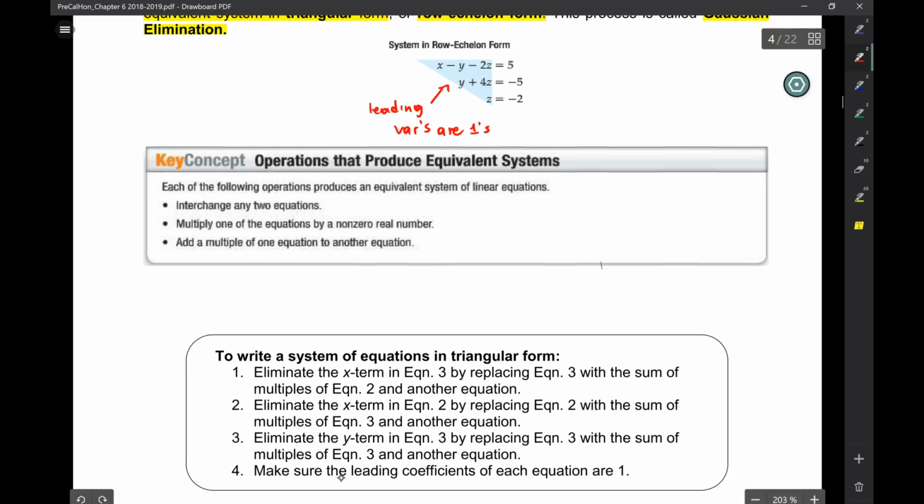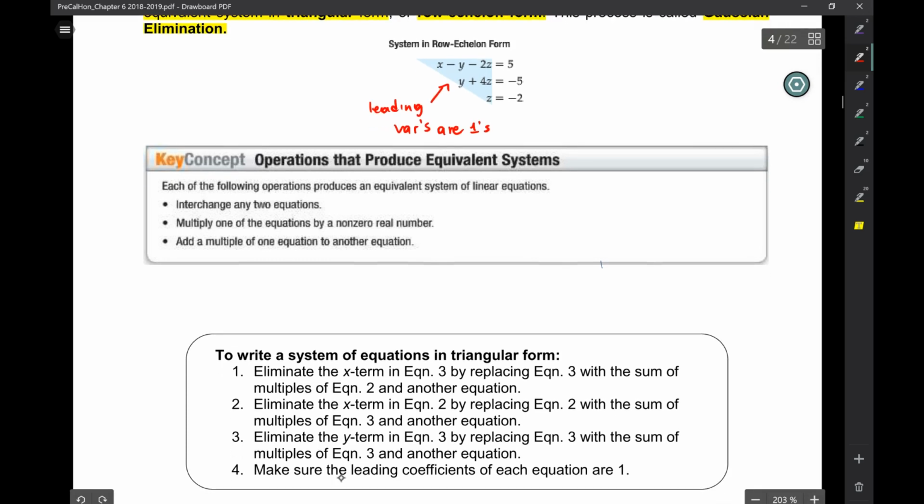Okay? All right. So these are some of the operations that you could do, and it's free of charge. You could interchange any 2 equations. You could multiply one of the equations by a number. You could add a multiple of one equation to another equation.